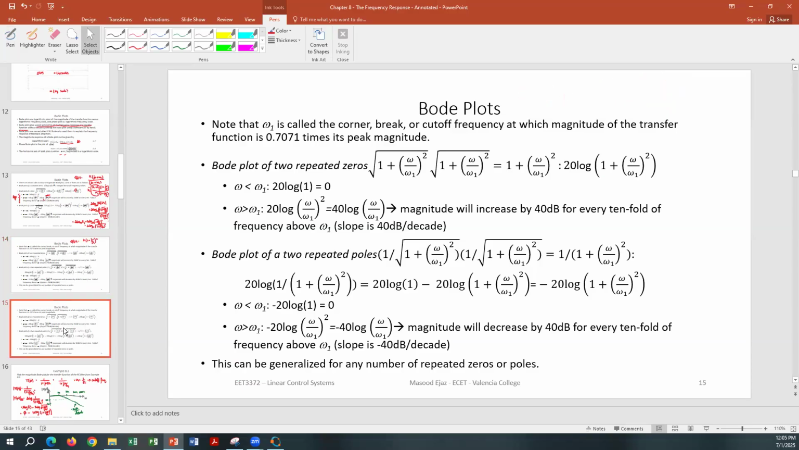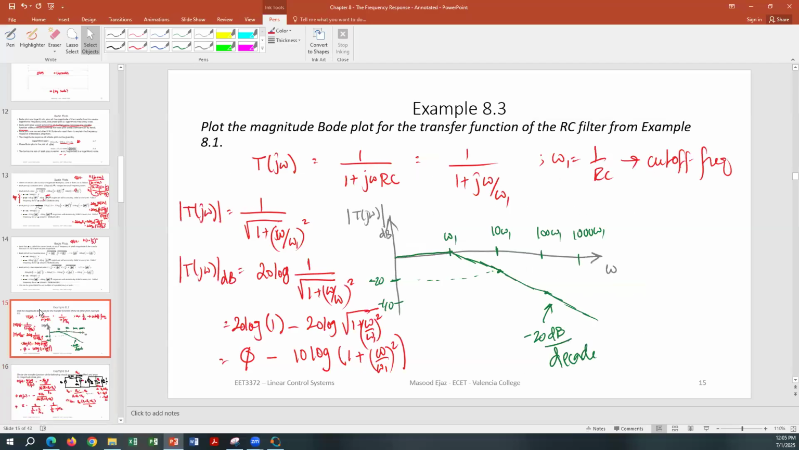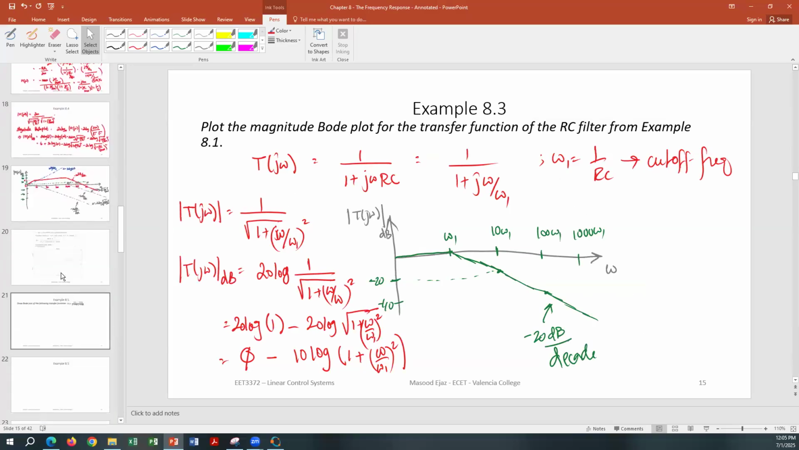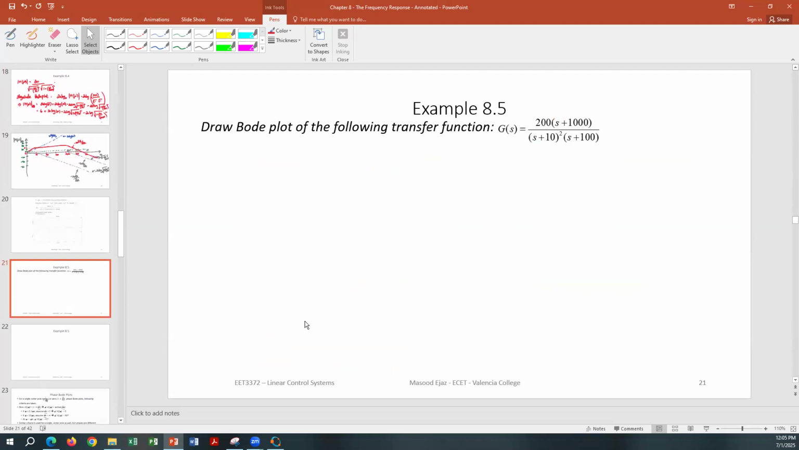This is repeated. Let me delete this slide. So based on that, we have, I think, this problem, but we're going to do the last problem today. Draw the Bode plot of the following transfer function: G(s) = 200 (s + 1000) / ((s + 10)^2 (s + 100)).